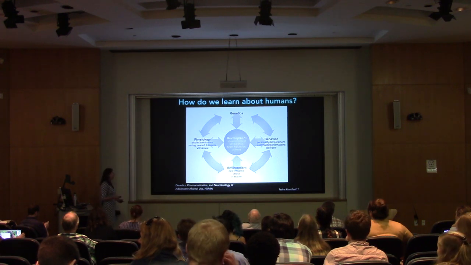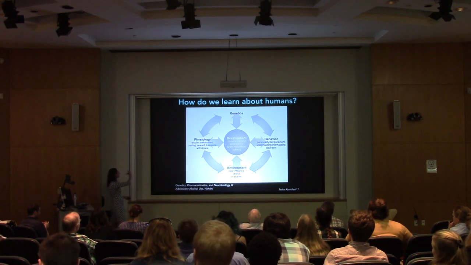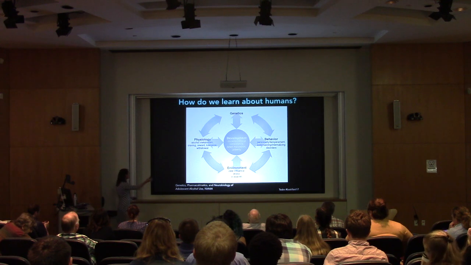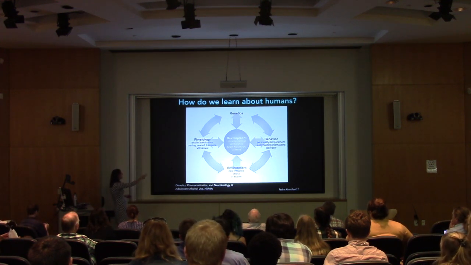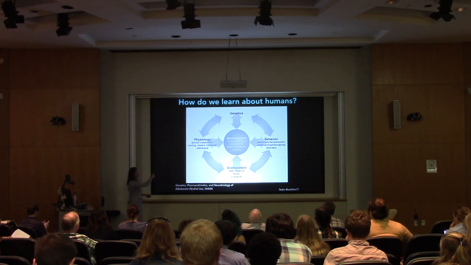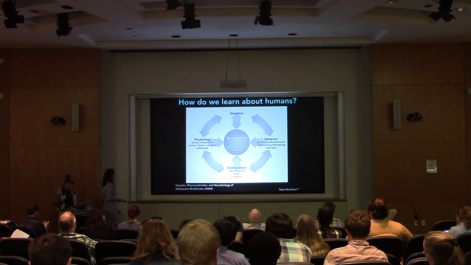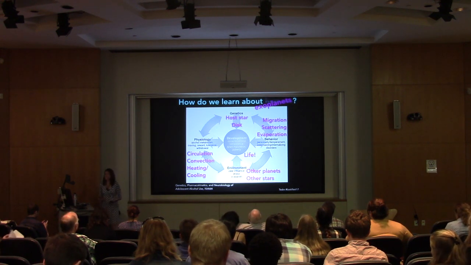So I know we have a talk about biology tonight, so I hope I don't butcher this very badly. But I like to use this analogy about how do we learn about humans? This is from a real genetics journal, and there are these different components that all feed into how humans develop, how we grow and mature and live our lives. And so I will change this into how do we learn about exoplanets.